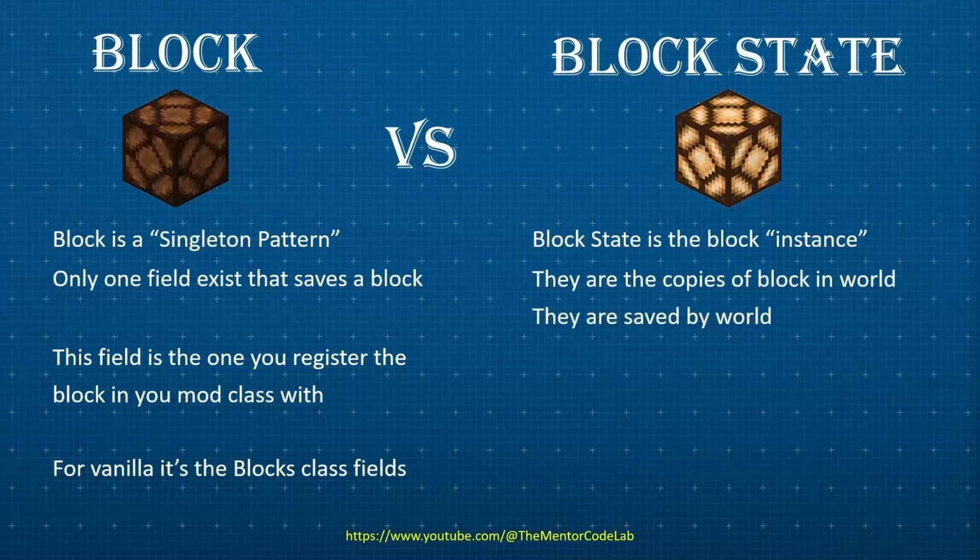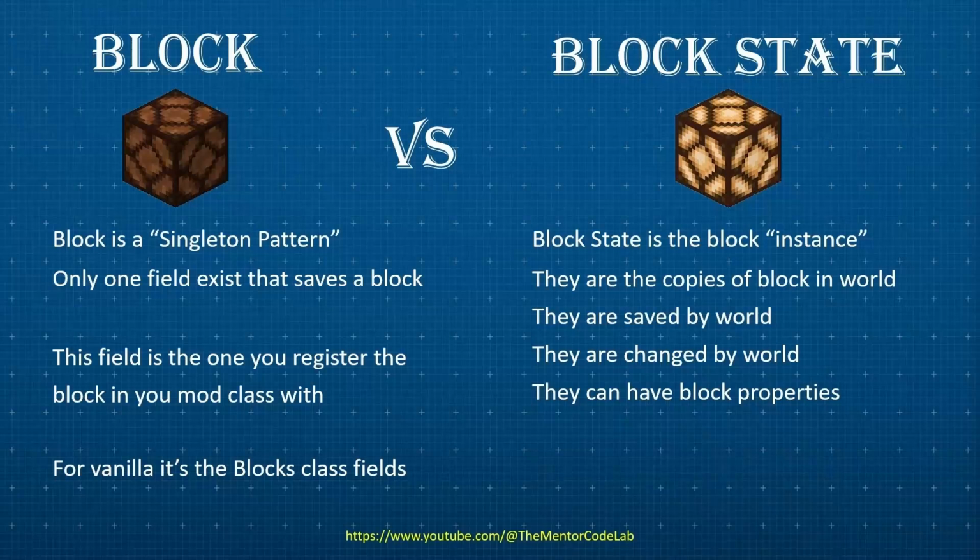It means that they are saved by the world. So whenever the world is being saved, it saves the data about block states, not the blocks, but block states, meaning that the world is saving the information about copies of the block that exist in itself. Also, the block state can be changed by the world. That means that each world can change any single copy of any block to another copy of another block. And each block state can have block properties. Now, this is the interesting part.